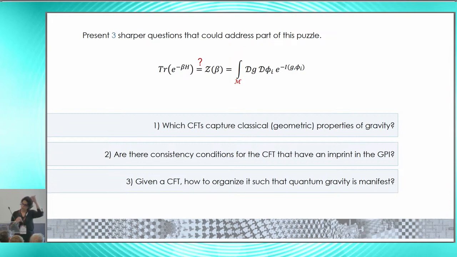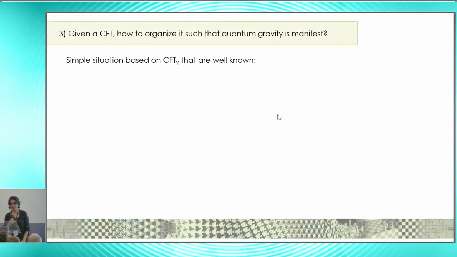Yesterday I was going through these three questions, and I ordered them in this way on this slide. But then when I was organizing the rest of my slides, I wondered which one I should explain first. I'm not going to have enough time to go through all of them. So I made an executive decision, and we're going to start with the last one. We're first going to ask, given a conformal field theory, how can you organize it such that quantum gravity is manifest, so that you can start seeing the hints of this gravitational path integral as you go along? So, let's start with number 3.